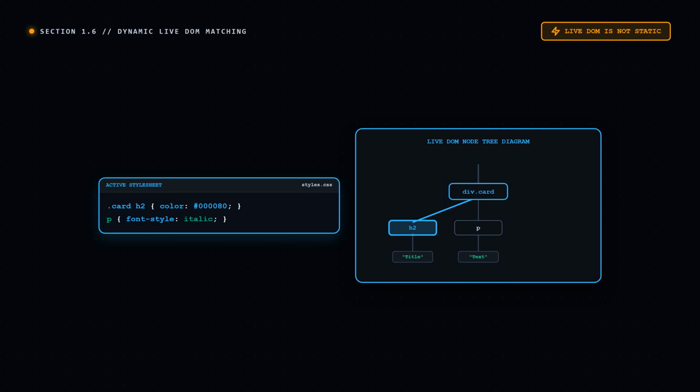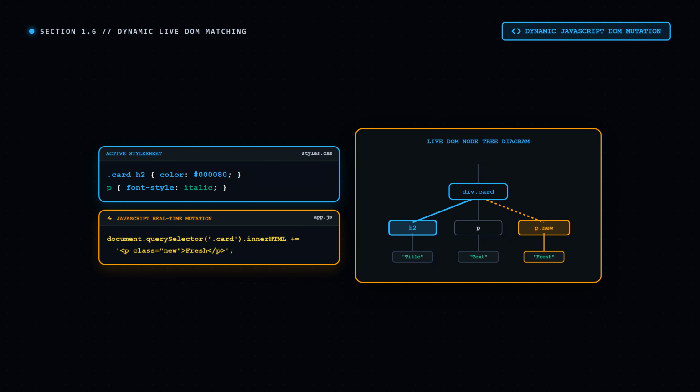The DOM is not static. It can be modified in real time by JavaScript. And because CSS matches against the live DOM, any new element added, whether from a user interaction, an API response, or a framework update, is instantly styled by the existing CSS rules. The selectors are reevaluated continuously as the DOM changes. This is the foundation of all dynamic web interfaces.